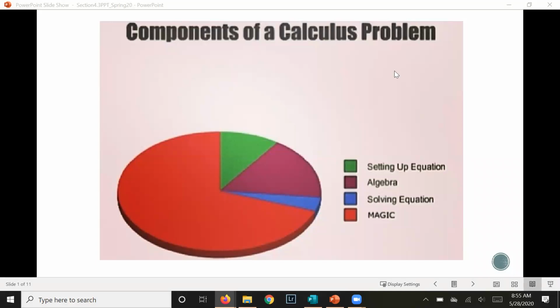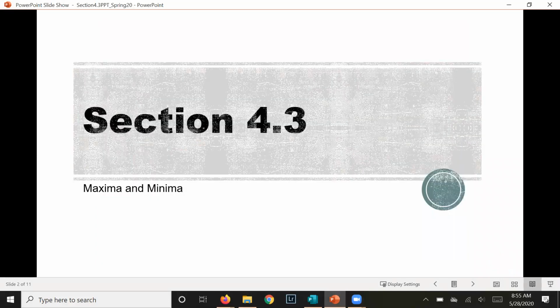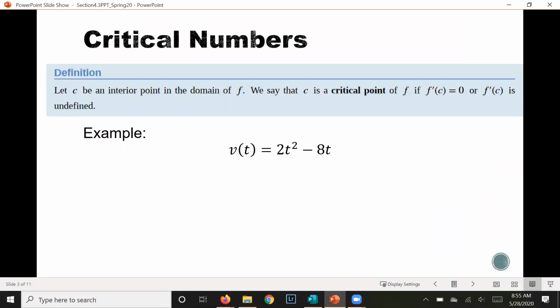Continuing on with our studies of some of the applications of calculus, also finding out why this stuff we've been learning is important and useful. In section 4.3, we'll be talking about maxima and minima. Let's look at something called critical numbers. So here we have a definition of what a critical number is.